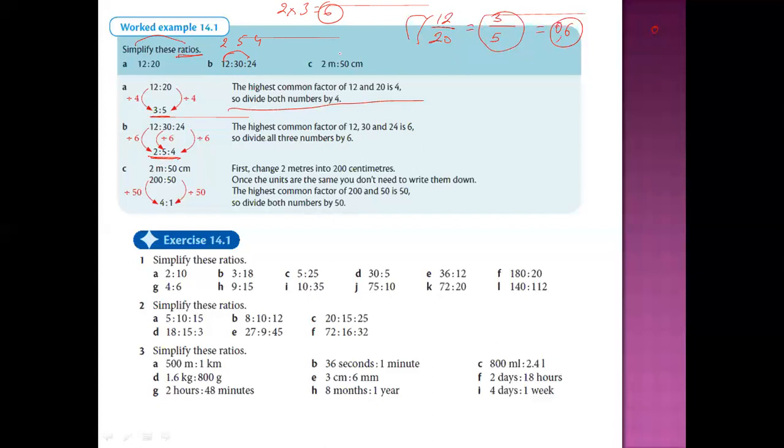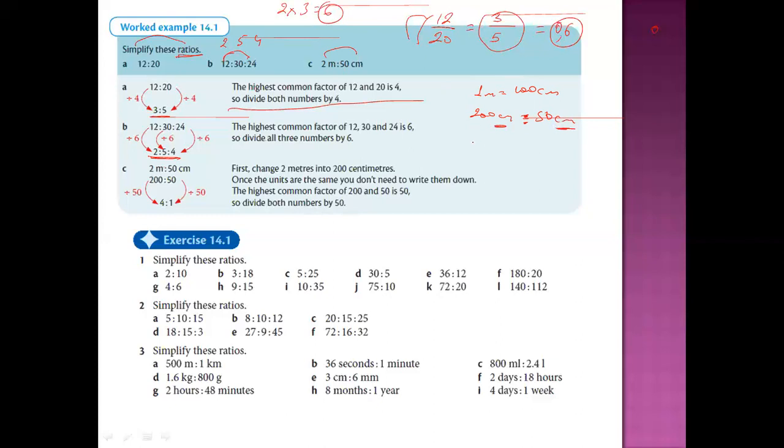And the last one. Please look carefully because here we have different units, meter and centimeter. So first of all, we should convert the units, so that they are the same. 1 meter is equal to how many centimeters? Of course, 100 centimeters. So 200 centimeters ratio to 50 centimeters. Now our units are the same.